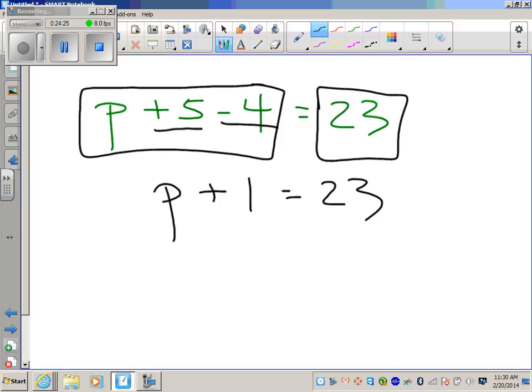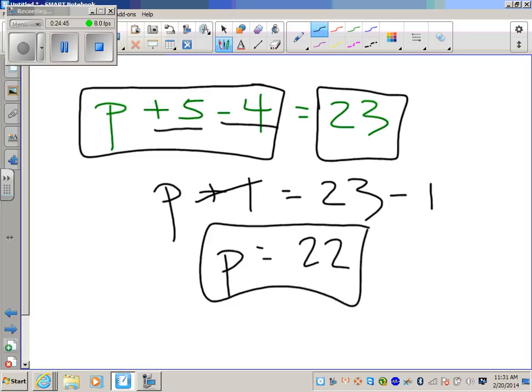Now it looks like one that we've been doing on the previous slides. Now do I know what the opposite is that I have to do to both sides? What is it? What's the opposite? Subtract how many? 1. P is equal to 22. How do I know for sure again that P is my solution? Plug it in. 22 plus 5 is 27. 27 minus 4, 23.